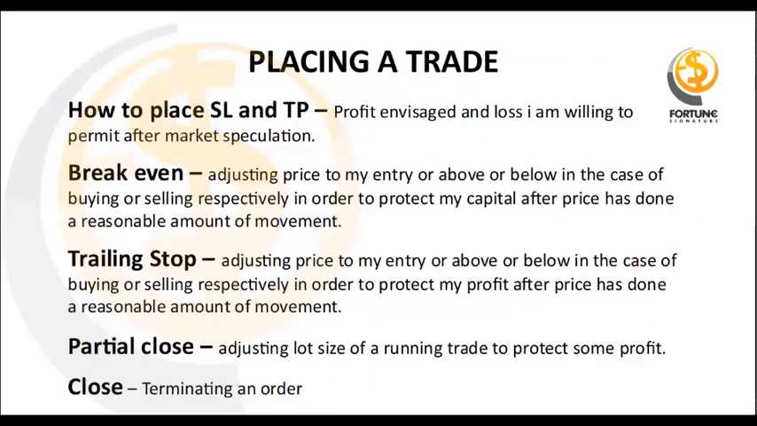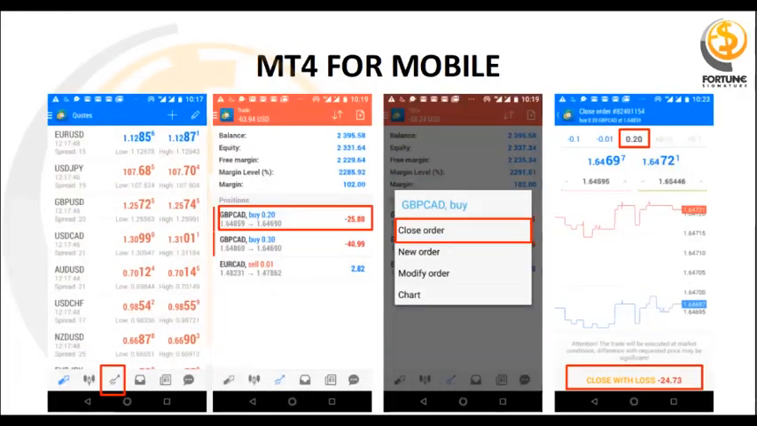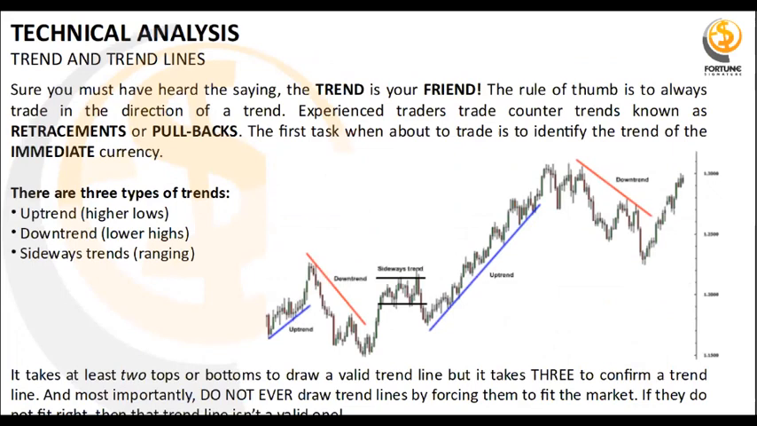So partial closing is adjusting your lot size of a running trade to protect some profit. The trade must be running for you to be partial closing. All right, partial closing: the adjusting of your lot size of a running trade to protect some profit. That's partial closing. All right, so very quickly, let's look at some technical analysis for trends and trend lines.